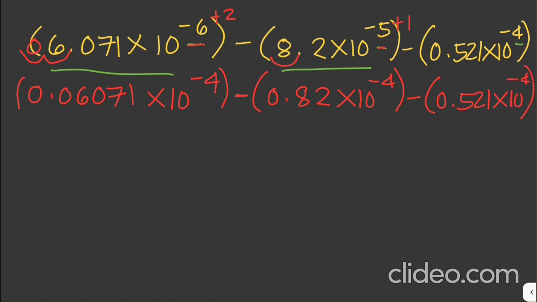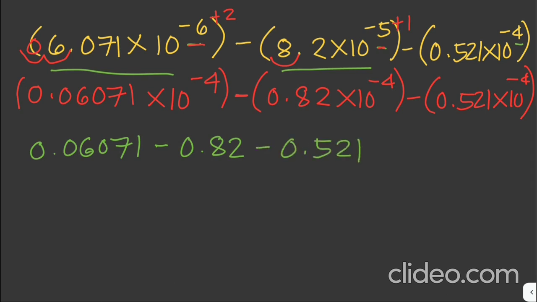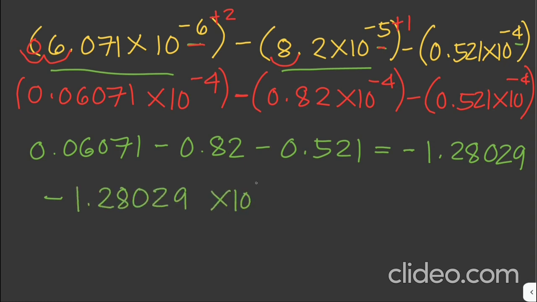Now our numbers have the same exponents for the bases. So we can just add up all the coefficients. It would be 0.06071 minus 0.82 minus 0.521. And this would give us an answer of -1.28029. And then rewriting this as scientific notation, our answer would be -1.28029 times 10 to the -4.